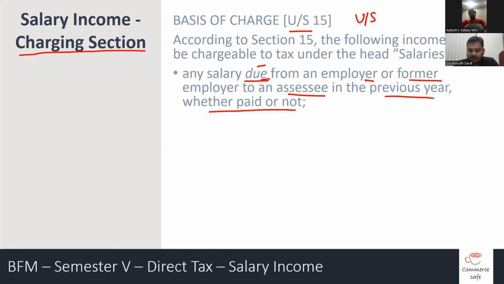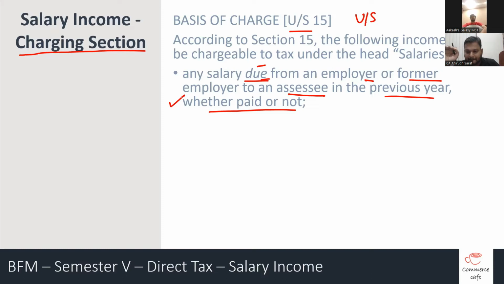No, that's not right. That is why I'm saying you have to read the law very carefully. It clearly says any salary due. Due means it has become receivable. I have already earned it. It is the due date for the company to pay me. Even if they have not paid it, whether paid or not, does not matter. Any salary due in the previous year, even if it is not paid, it will be chargeable to income from salaries. Is this clear? Yes, I got it, sir.